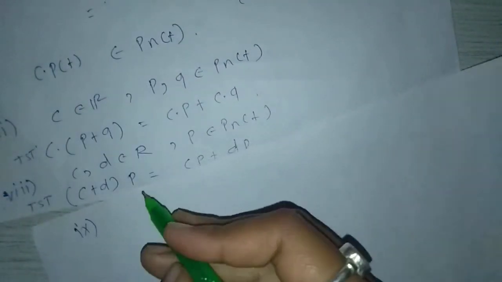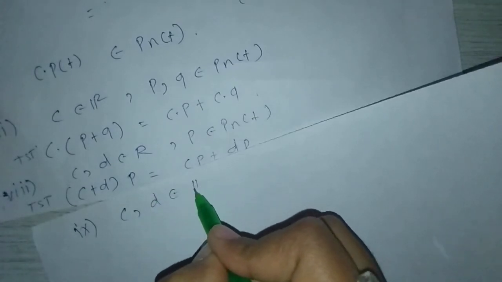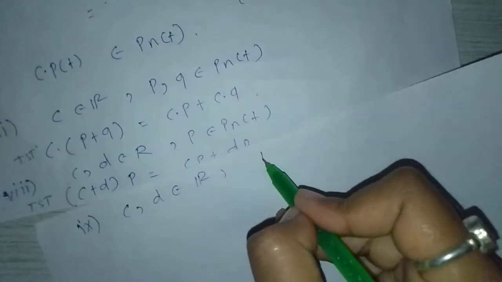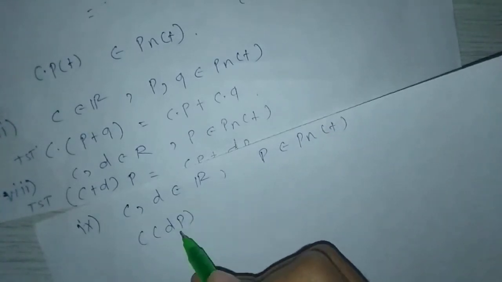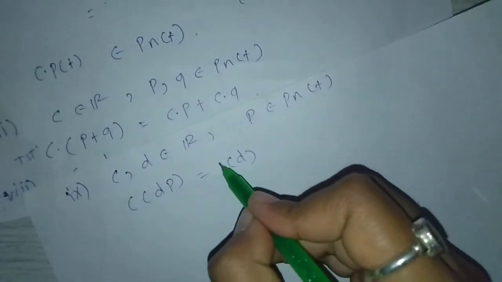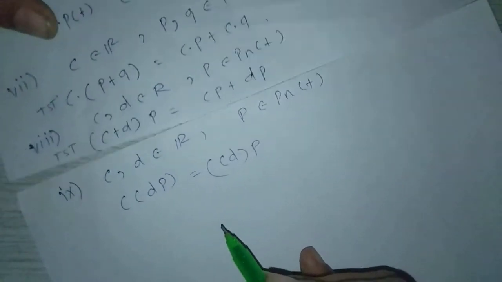which is the associativity property under multiplication. C, D belong to R and P belongs to Pn of t. So C into D into P equal to C into D into P.